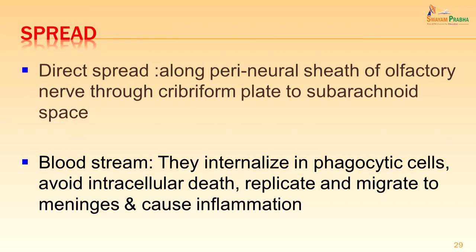Once it has colonized the nose, it can spread along the perineural sheath of the olfactory nerve through the cribriform plate directly to the subarachnoid space. So, this is one mode of transmission. The other mode of transmission could be via the bloodstream. They are internalized into phagocytic cells, where they avoid intracellular death, replicate and migrate to the meninges and thus cause inflammation of the meninges. So, spread from the nose could be via contiguous spread along the nerve sheaths to the brain, or via the bloodstream going to the brain.